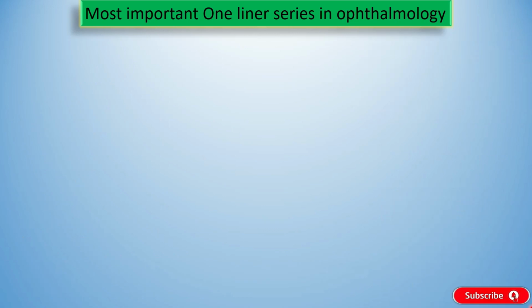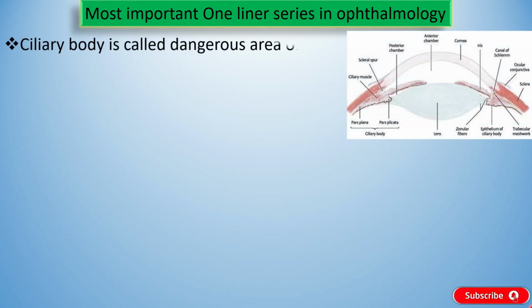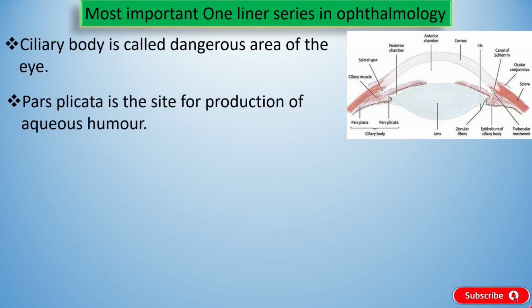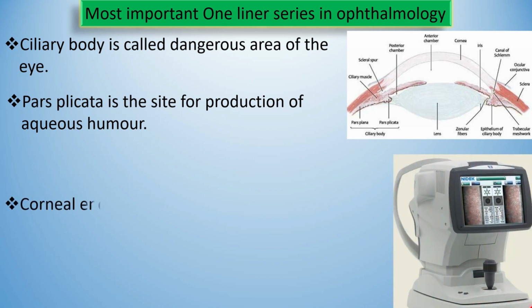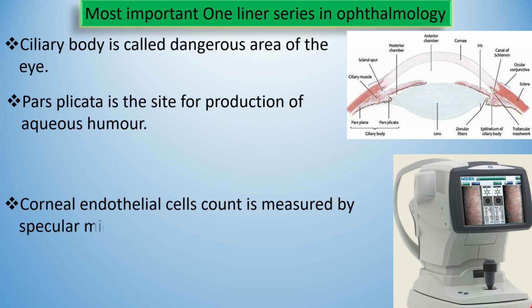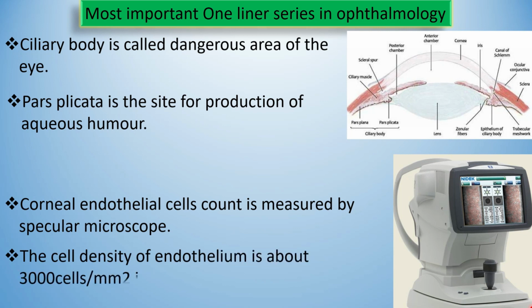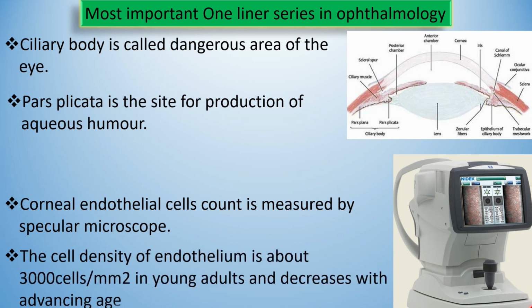Ciliary body is called the dangerous area of the eye. Pars plicata is the site of production of aqueous humor. Corneal endothelial cell count is measured by specular microscope. The cell density of endothelium is about 3000 cells per millimeter square in young adults and decreases with advancing age.